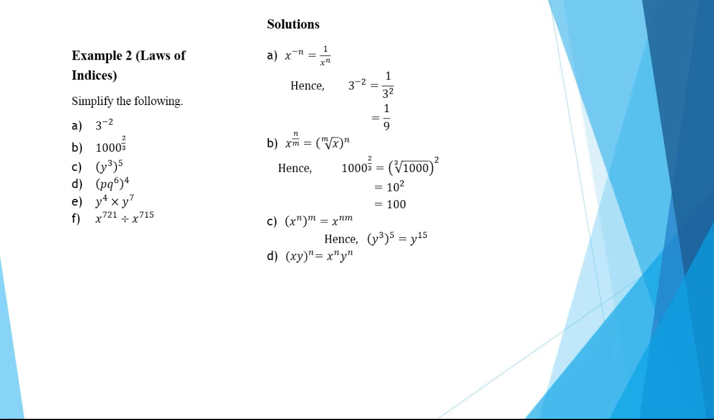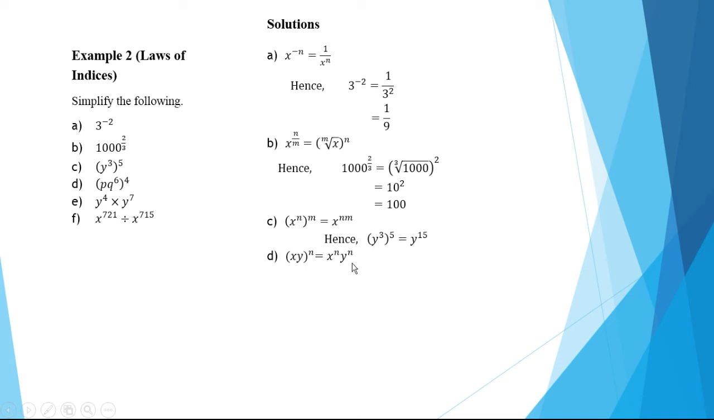The next one, this is how we work it out. We've got (pq^6)^4. We will use this law, the law of the power of a product. So in this case, this is saying if two numbers x and y are multiplying each other and they are raised to a power n, it's as good as raising each number first before you multiply.